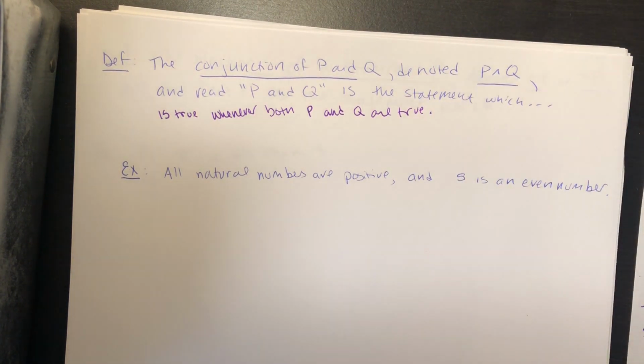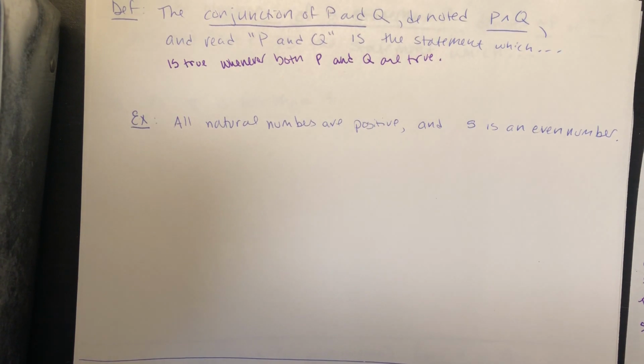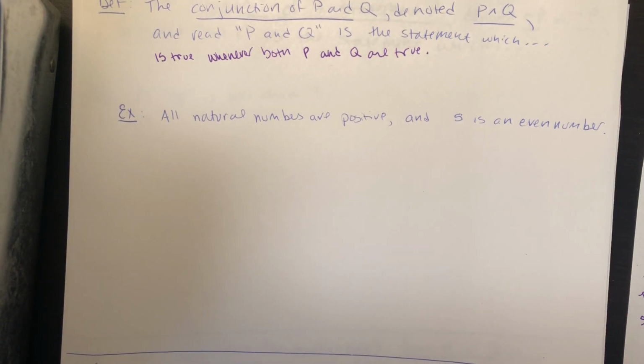Keep in mind, because P and Q are arbitrary statements, each one has a truth value, which means P could be either true or false, and Q could be either true or false. And so there are 4 different possibilities, 2 for P and 2 for Q, of combinations of truth values for an arbitrary conjunction of the form P and Q. But we're going to say that that conjunction is only true when both parts of it are true. So as an example, if we look at the statement, all natural numbers are positive, and 5 is an even number, well, this is going to be a false conjunction overall.